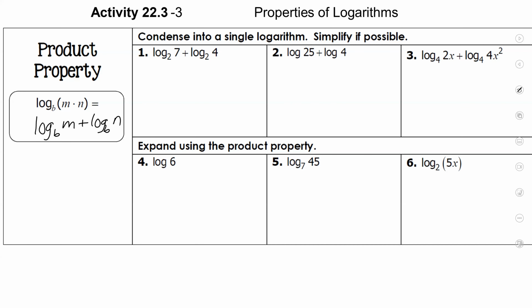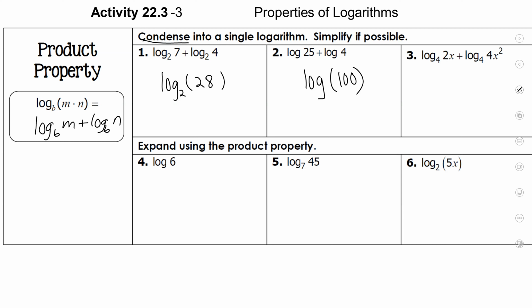So if I want to condense these two logs into a single logarithm using this product property, this would become log base 2, and you multiply these. So it would be 28. This one would be log. This is the common log because it's blank. If it's blank, what is your base? 10. This is called the common log. So if we rewrite it into a single logarithm, it would be log of 100.